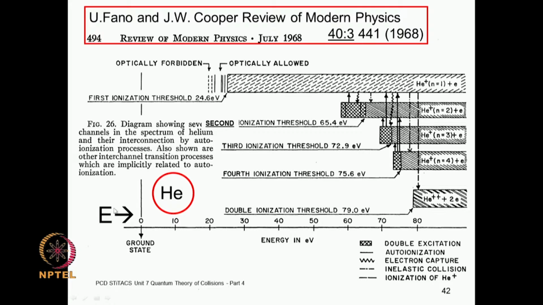Okay. So, I have rotated this diagram through 90 degrees, and here energy is going from left to right. So, this is the first ionization threshold which I showed you in the previous figure, which is 24.6 electron volts, and then you have the second one at 65.4 and so on, right. So, these are the ionization thresholds which move from left to right as you go to higher ionization thresholds.